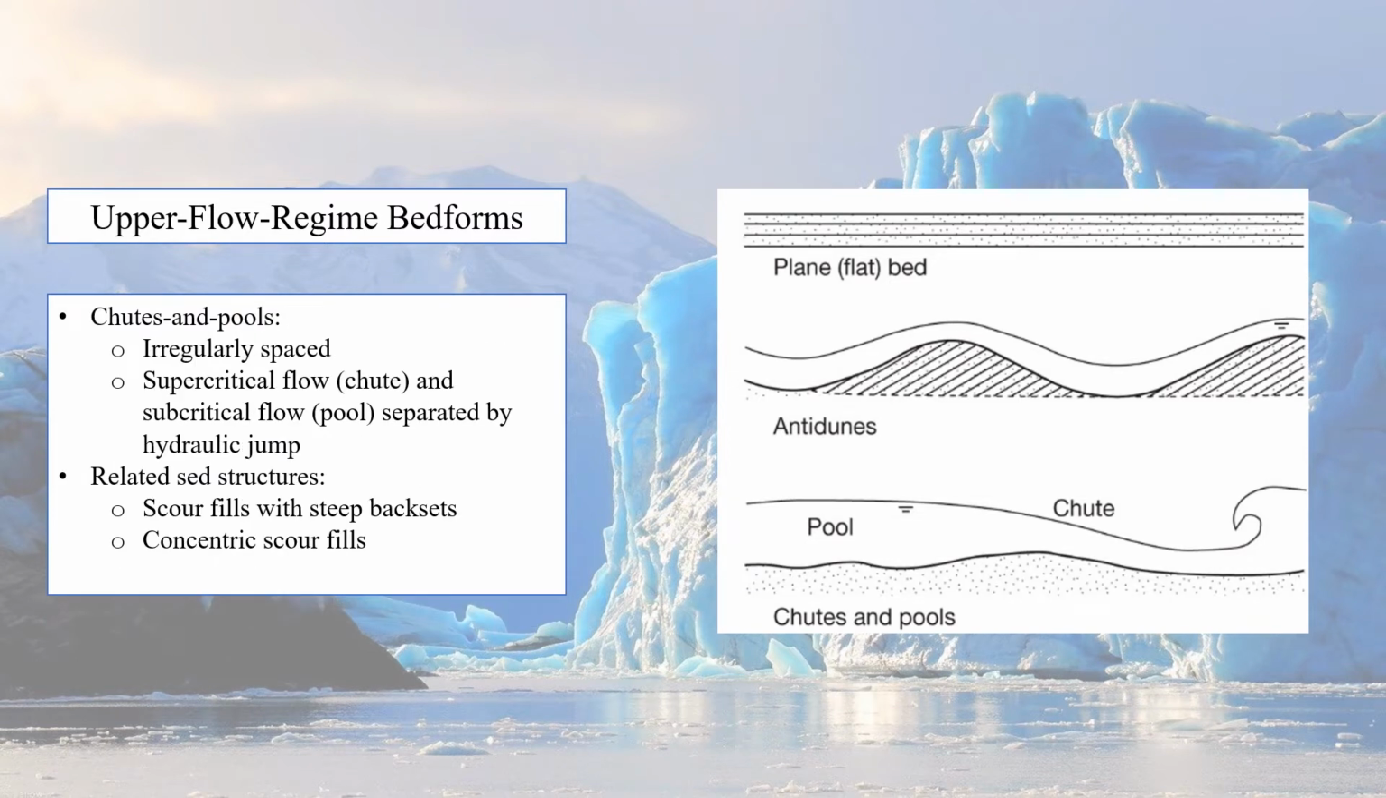Chutes and pools are generally irregularly spaced with a supercritical flow chute and a subcritical flow pool separated by a hydraulic jump. Sedimentary structures that you may associate with these bedforms are scour fills with steep backsets and concentric scour fills. So we're really just looking for those scour fills.